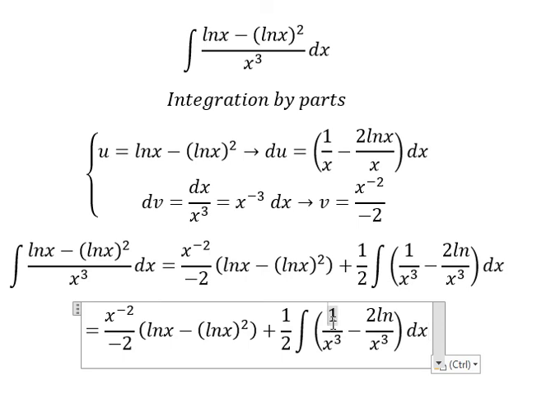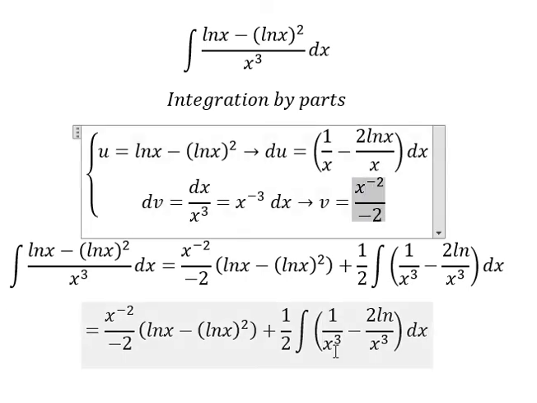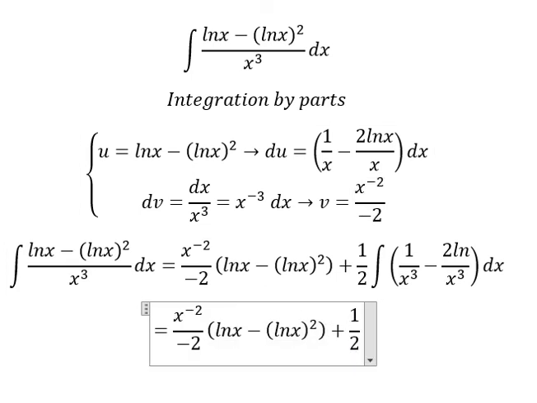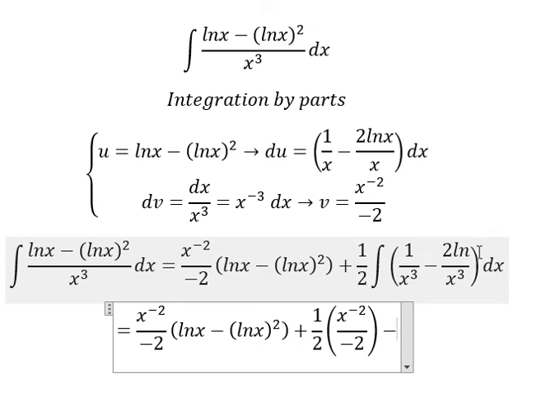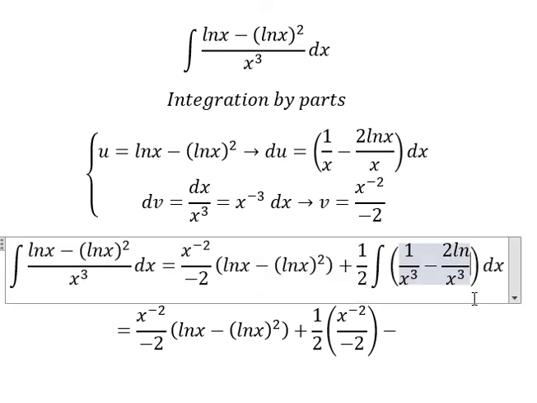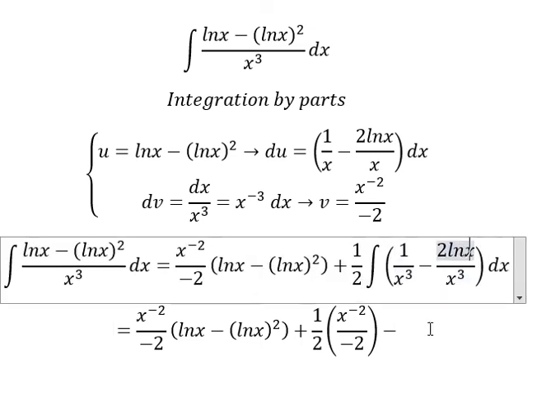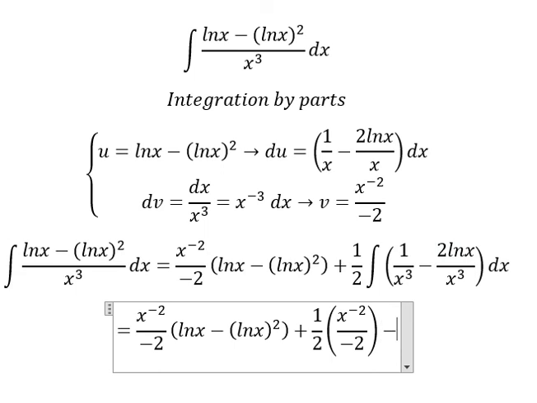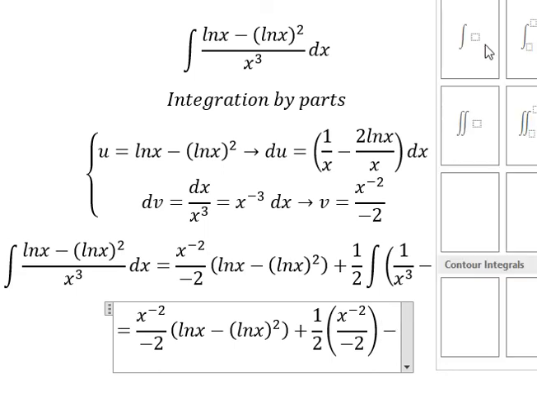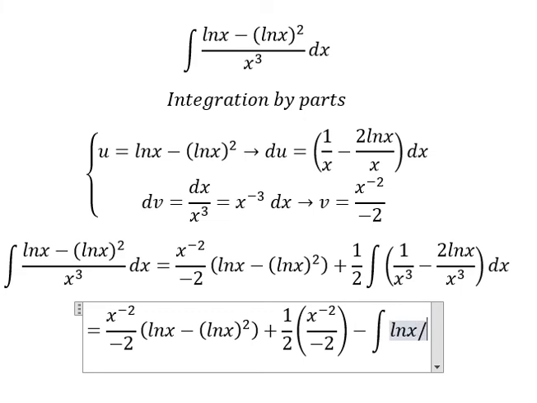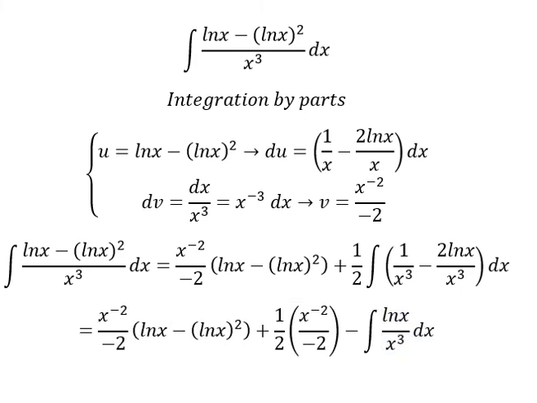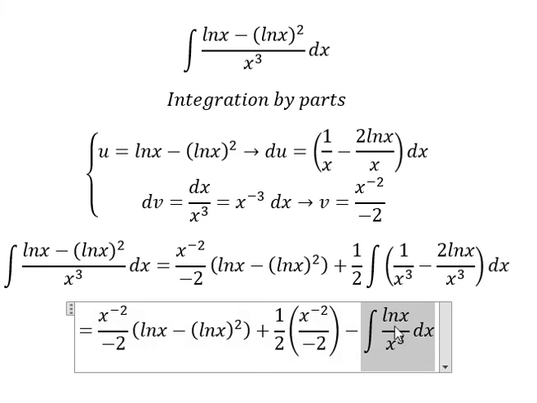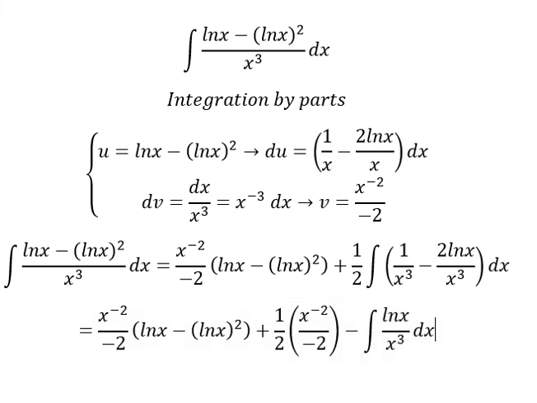The integration of 1 over s to the power of 3, that's this one in here. Minus, we have 2 divided by 2, that cancels. So we will have the integration of ln s over s to the power of 3 ds. Now we need to concentrate on this one only.